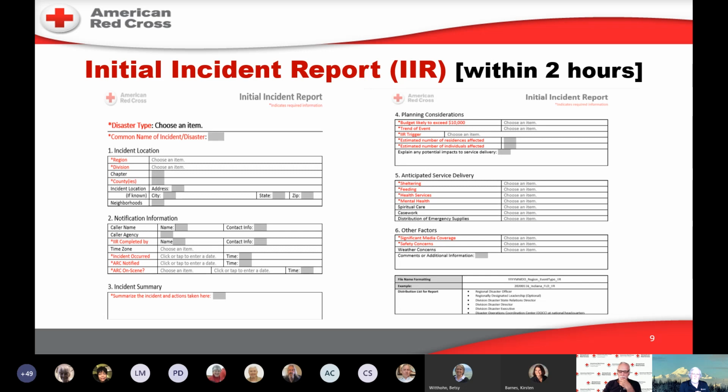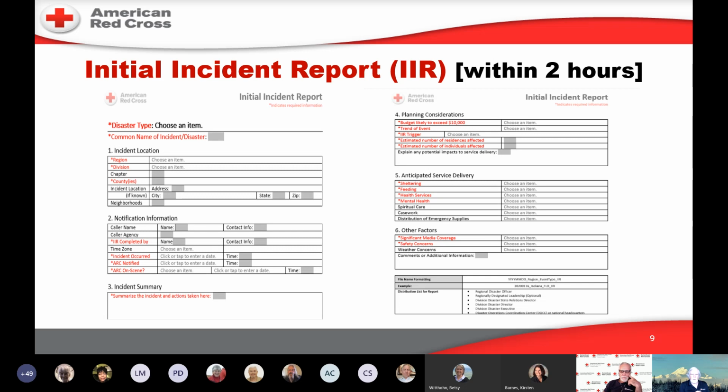Whoever's going to be running the operation or responding has a lot going through their head at the time. They need somebody to pull up that IIR, and actually I do phone interviews with people as they're driving to the sites. It's pretty standard stuff: the region, division, what is the incident, who called it in, or how did you learn of it? Are we on the scene?